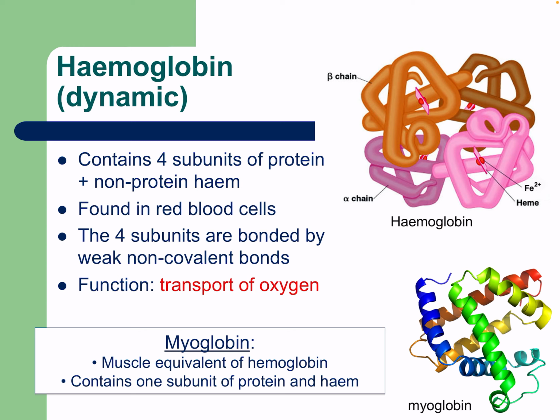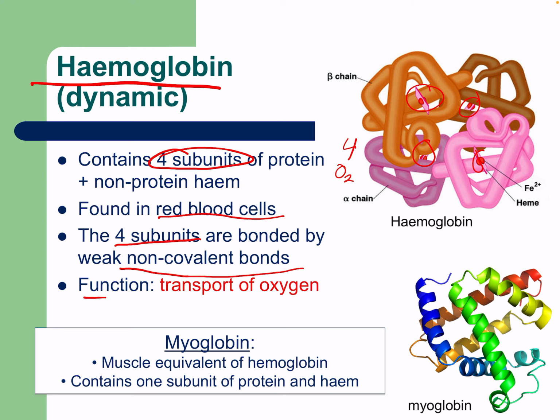Again, here's an example I've mentioned before, hemoglobin. Hemoglobin contains 4 subunits of protein and 1 non-protein heme, so again, this is quaternary. This is found in red blood cells. As we may know, it carries our oxygen. Each of these hemes carries 1 oxygen, so each hemoglobin can carry 4 oxygen. The 4 subunits are bonded by weak non-covalent bonds, and the function is the transport of oxygen.